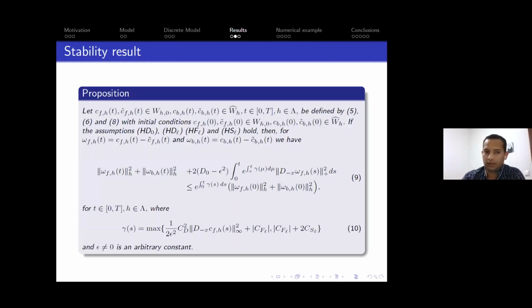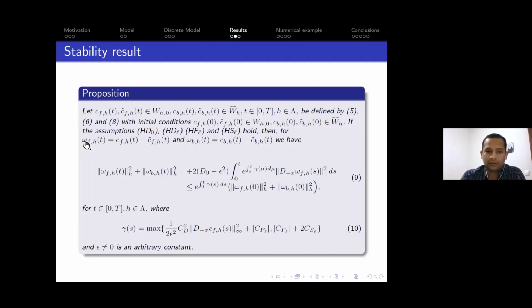So I want to show you a couple of results. This one is on stability, very quickly. We don't go into many details because the time is really short. Stability, as you know, means that if we take two solutions of the system that start close enough, they will remain close enough in the domain. This is what we want to show here.